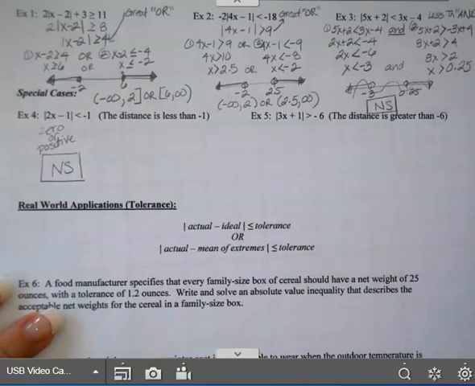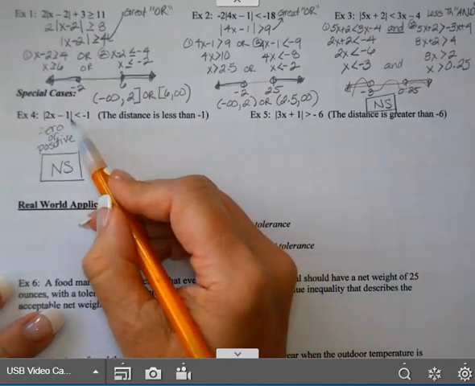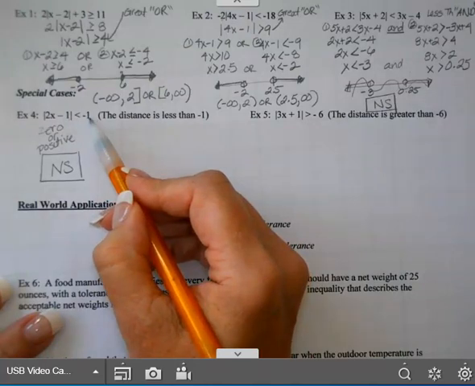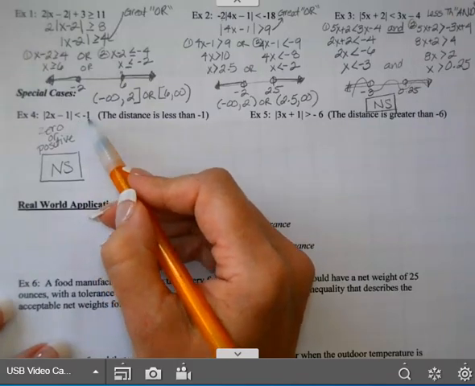So you can save yourself some time if you look when your absolute value is by itself. Is the other side a negative? If it is, you don't have to do any work. If it's equal to a negative, there's no solution. If it's less than a negative, there's no solution.